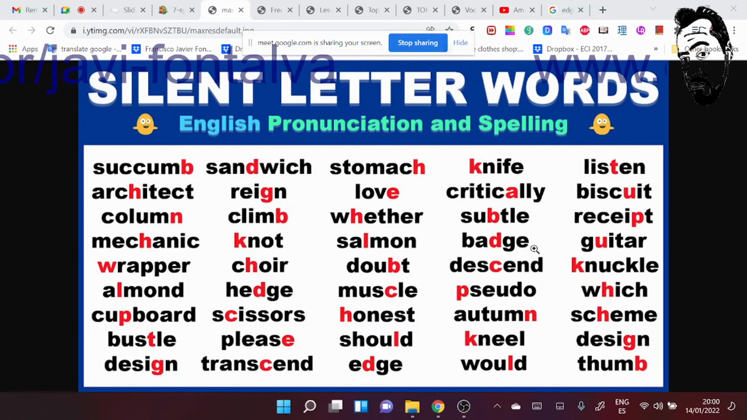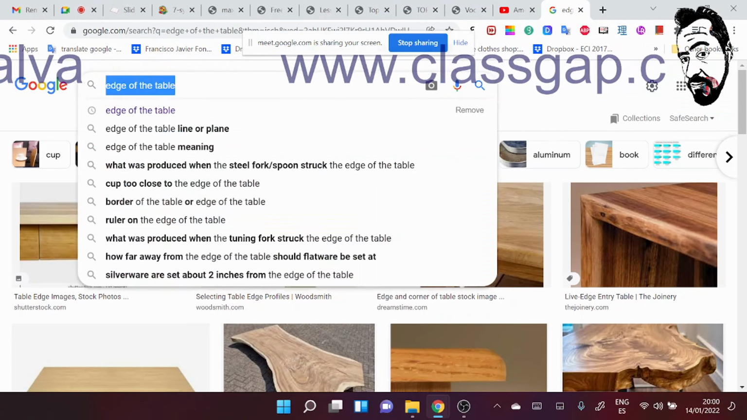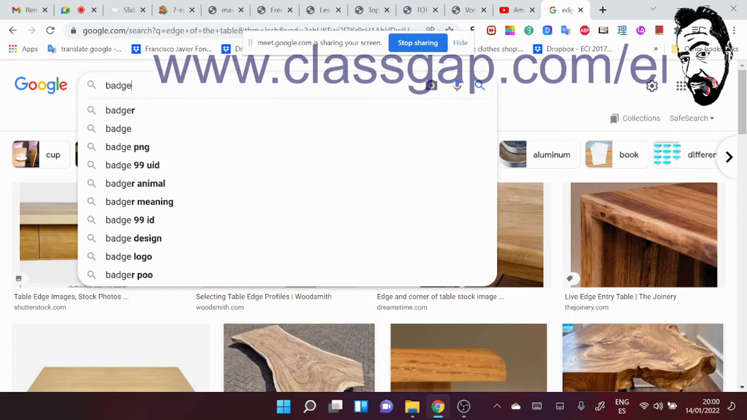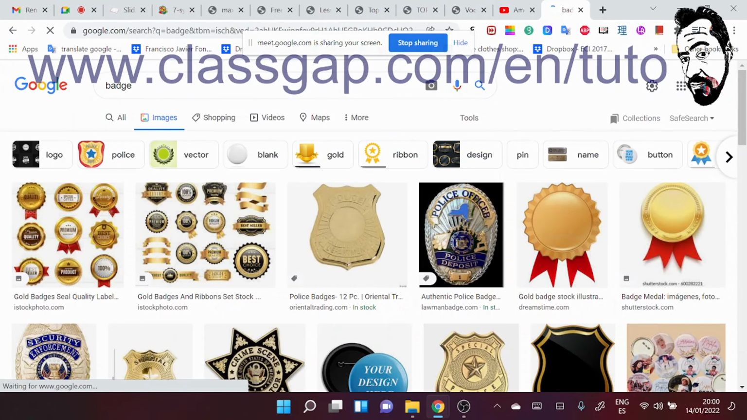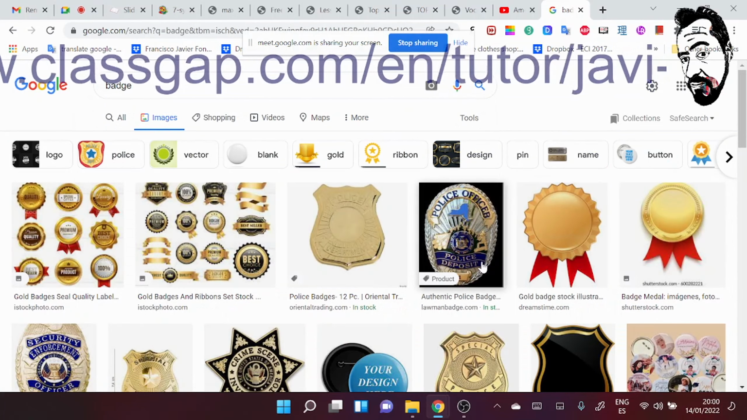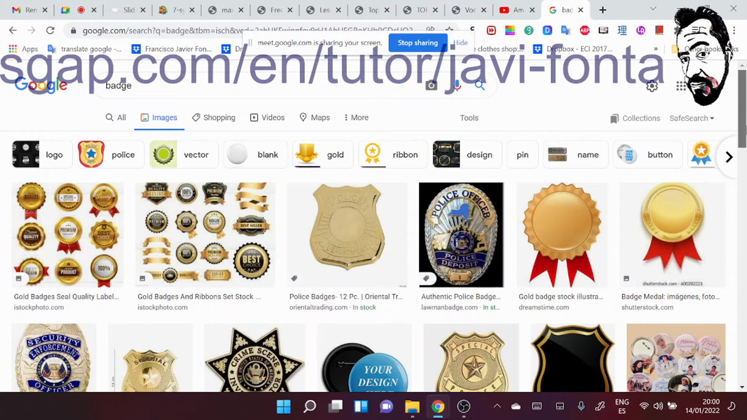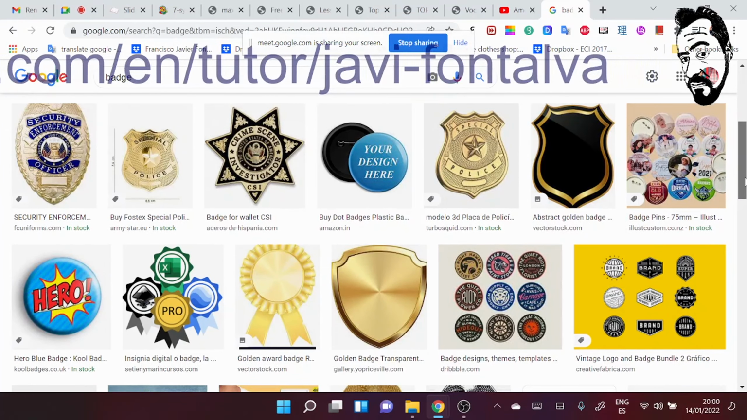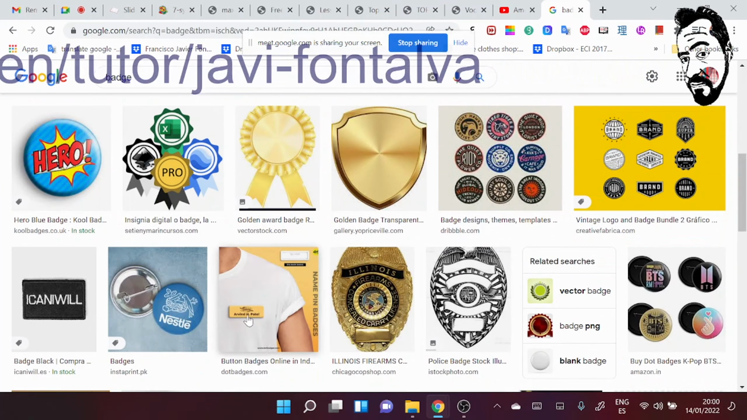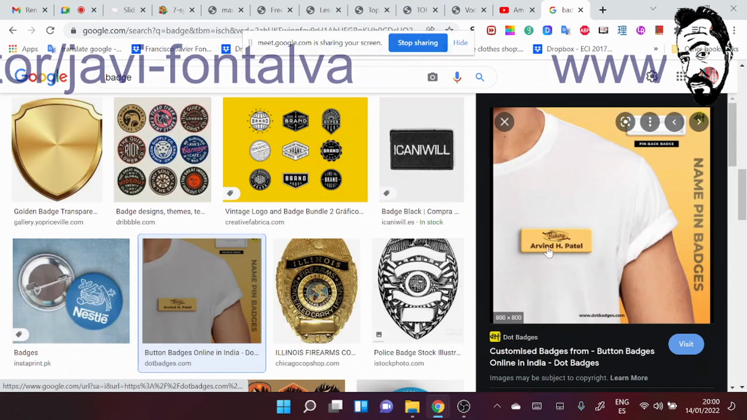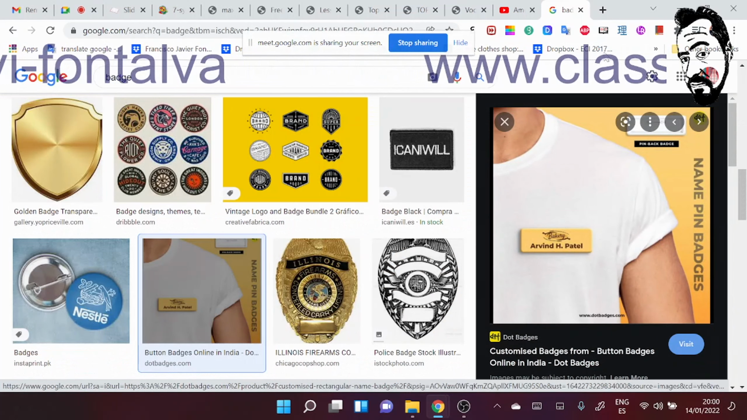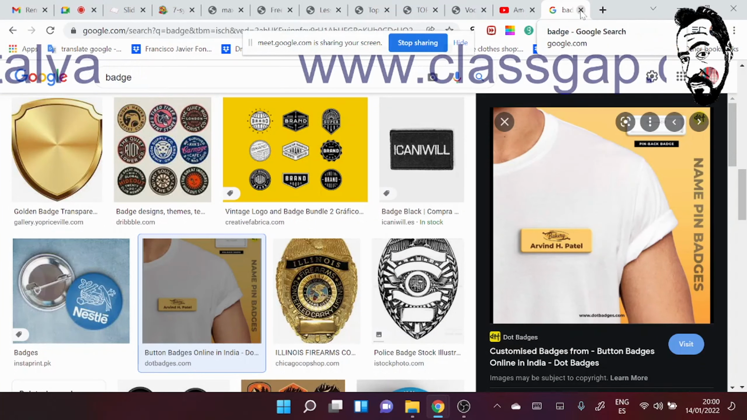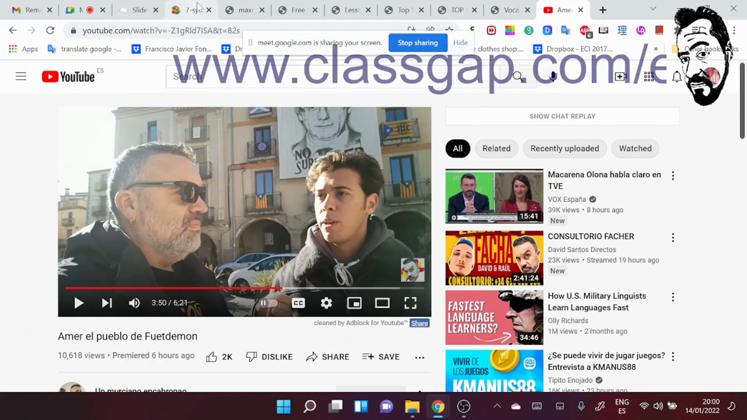Badge. So what's badge? A badge is a piece of metal, usually the policeman wears here on the chest, something like this. Yeah? Okay. So this bit here. Yeah, a badge. To be honest, I don't know what you call it in Spanish.